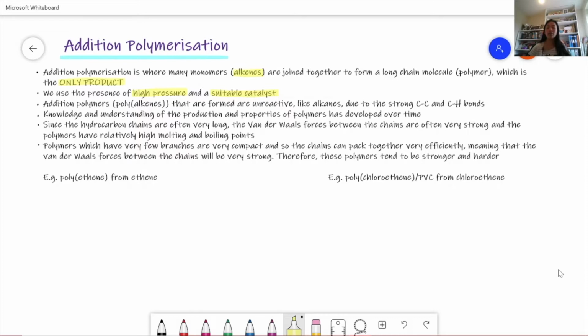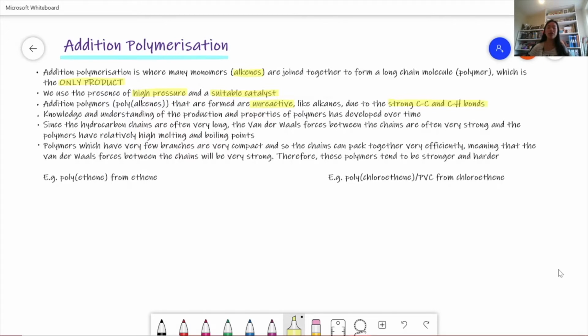Addition polymers, which we call polyalkenes, that are formed are unreactive, like alkanes, because of the strong carbon-carbon single bonds and carbon-hydrogen bonds. And so it takes quite a lot of energy to break them, and so these addition polymers are quite unreactive. And you also need to know that the knowledge and understanding of the production and properties of polymers have developed over time.